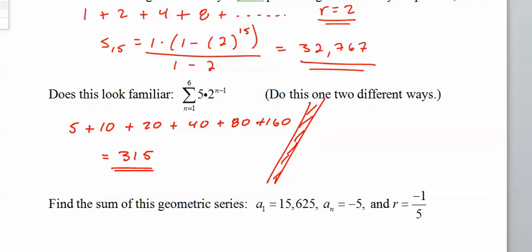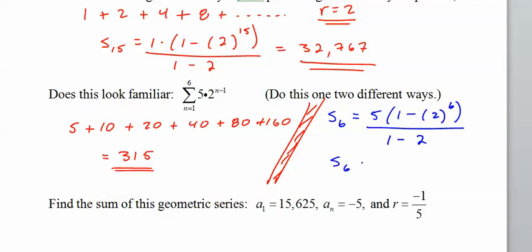The other way to do it is the sum. 6. A1 is 5. 1 minus, again, I always put parentheses around the R value, 2 to the 6th over 1 minus 2. I know what the answer is going to be, but I'll be honest about it. Blast it into my calculator. 315. Either way.